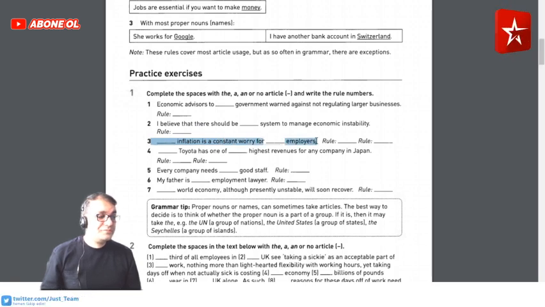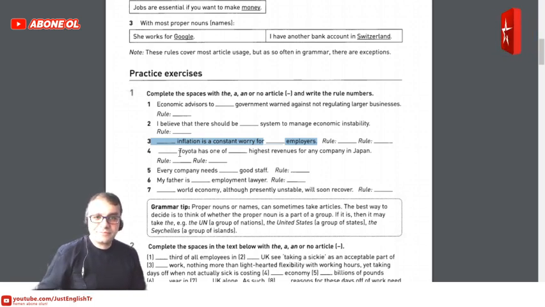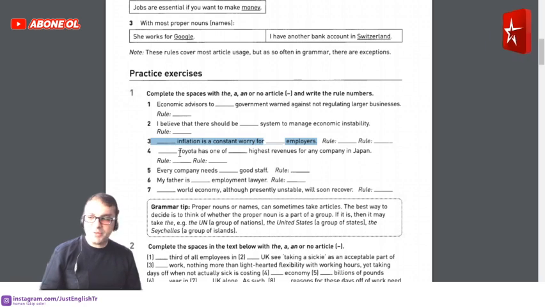What do you think? Third one. "A" is correct. What do you think about the third one? Come on, this is a bit tricky here. The third one is a bit tricky. So what do you think?